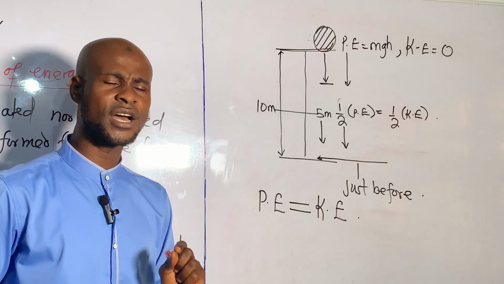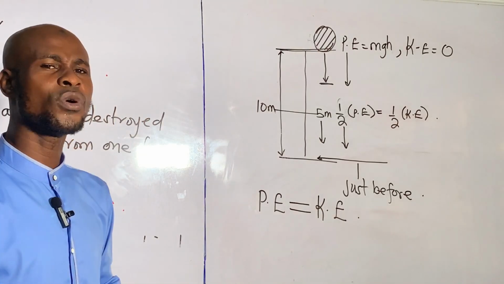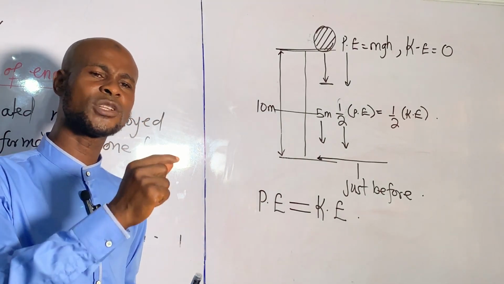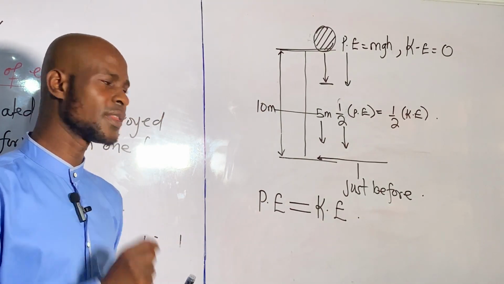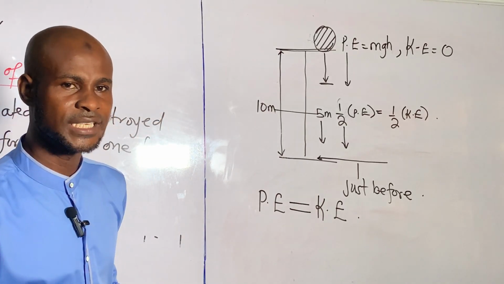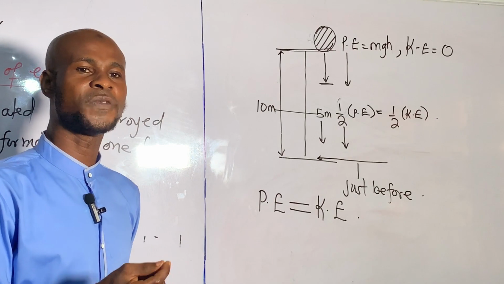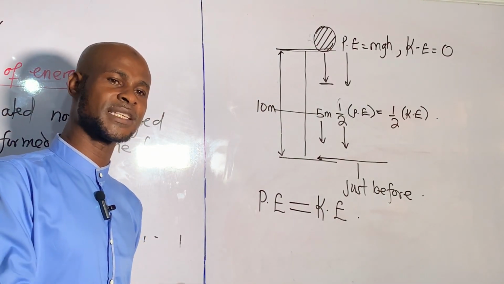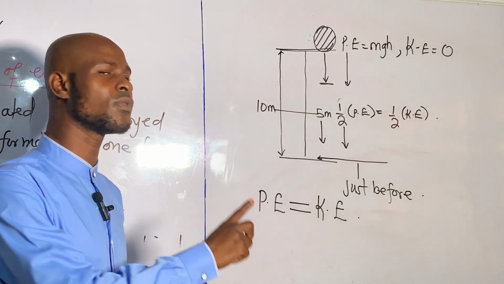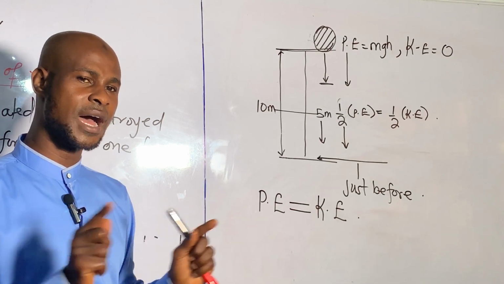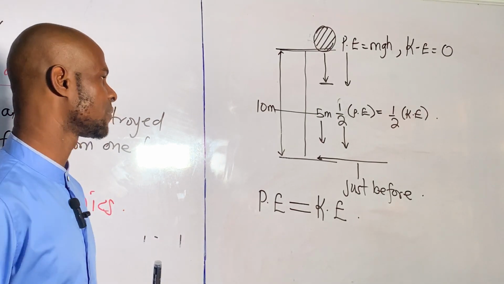So the hint here is that anytime you hear from a question that the object is about to hit the ground, you should know that the potential energy is being converted to kinetic energy. So if you are not given some values for kinetic energy, you can use the value for potential energy, which is mass, gravity and height, to calculate kinetic energy, because at that point, the two are equal. Please take note of that.